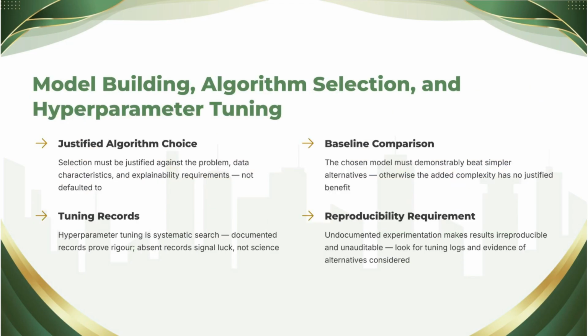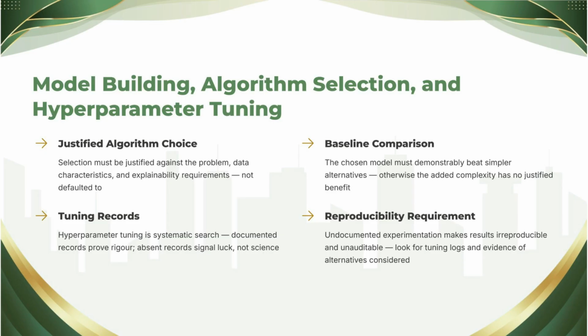Now we arrive at the stage everyone imagines when they hear AI, actually building the model. But here's the insider secret. This stage is less about coding genius and more about a series of documented, or sadly undocumented, choices. And choices are exactly what auditors audit. First choice, algorithm selection. Should this problem use a simple logistic regression, a random forest, or a deep neural network? Remember our accuracy versus explainability trade-off from Chapter 1? This is where it gets decided.